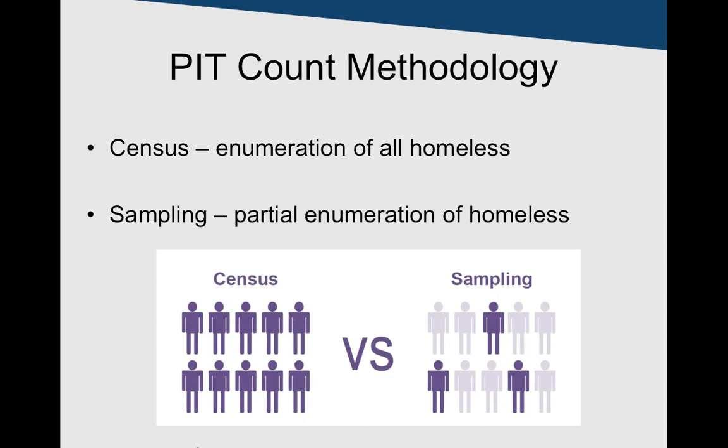In a census count, an attempt is made to count all persons experiencing homelessness in the continuum of care. A sampling count allows a continuum of care to sample a smaller group of homeless people that are selected from the larger homeless population or a subset.